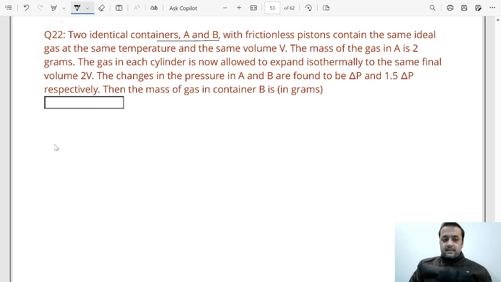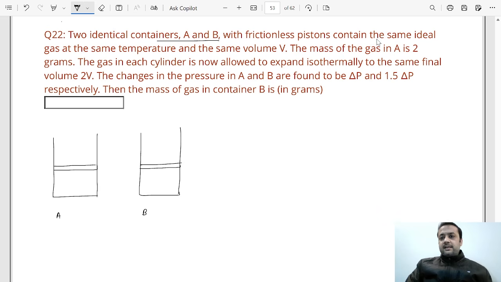So you have two identical containers. First, let's imagine that this is container A and this is container B. Now look, both have a piston. Let us say this is the situation of the piston to begin with. This is the situation here also, right?